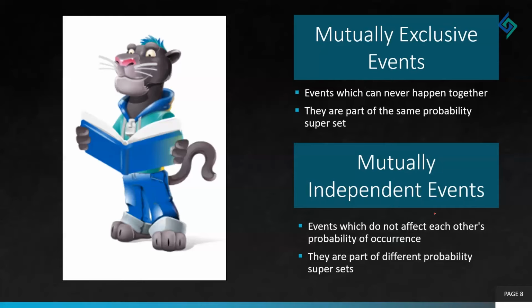And mutually independent events are those that do not affect each other's probability of occurrence. Which means if the probability of one event happening is, say, 0.5 and a second event happening is 0.3, then even if the second event has already happened, the probability of the first event happening will still remain 0.5. So they do not affect each other's probability of occurrence. And mutually independent events belong to 2 different probability supersets. Okay, now let me explain with an example.